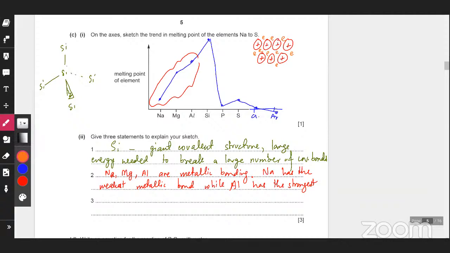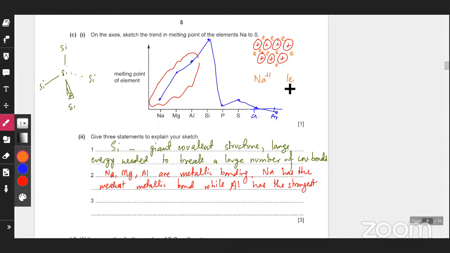Na is weakest because the charge on Na is +1, and it loses just 1 electron. So what is metallic bonding? Metallic bonding is the mutual attraction of the electrons and the positive ions. The delocalized, free-moving, mobile electrons are attracting the positive ions. So the positive ion doesn't have a very large positive charge, and there are not a lot of electrons in sodium.